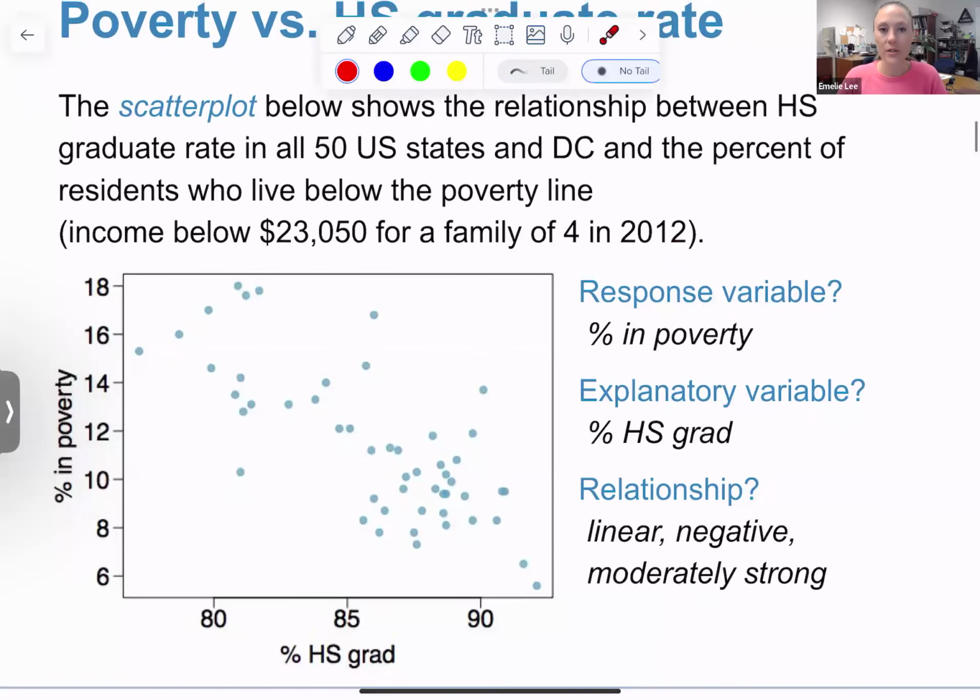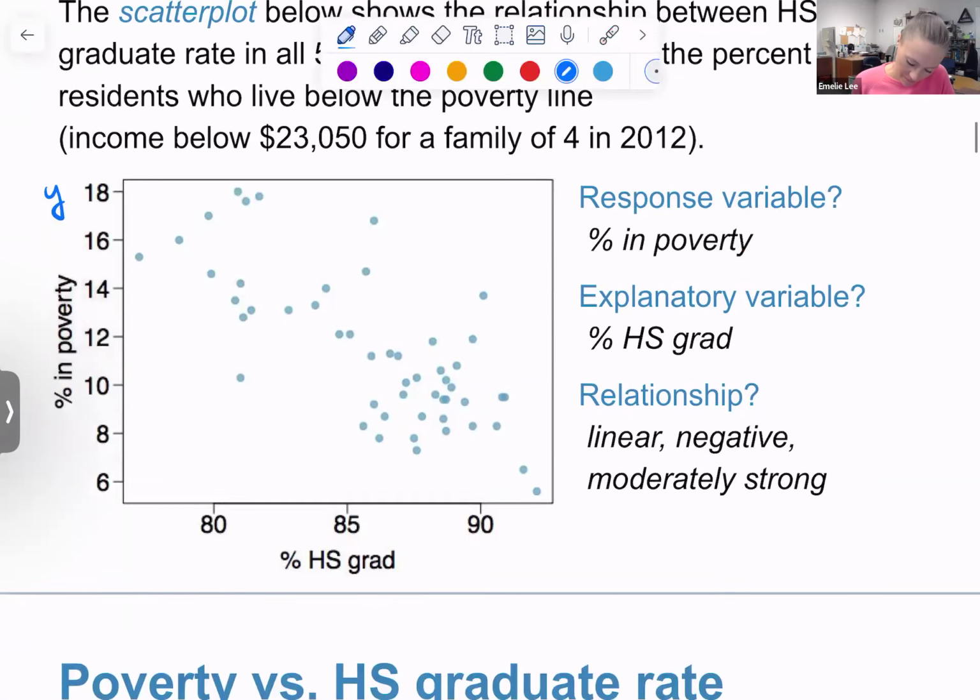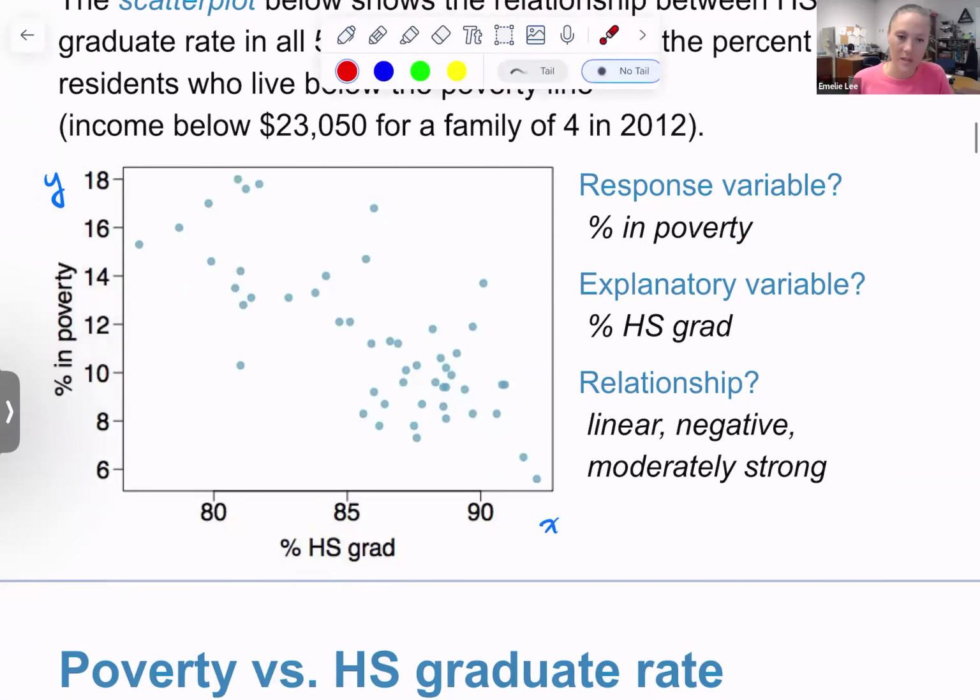So the first thing that we would need to do is identify, okay, what's the response variable? From the scatter plot, it's the percentage in poverty because it's on the y-axis, right? And so because it's on the y-axis, I know that it has to be the response variable, right? Same thing here. Because the percentage of high school grads is on the x-axis, it has to be the explanatory variable, okay?